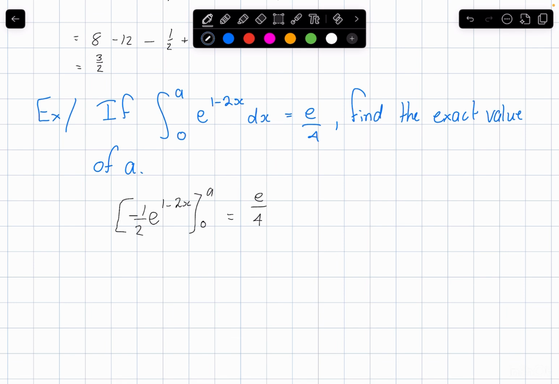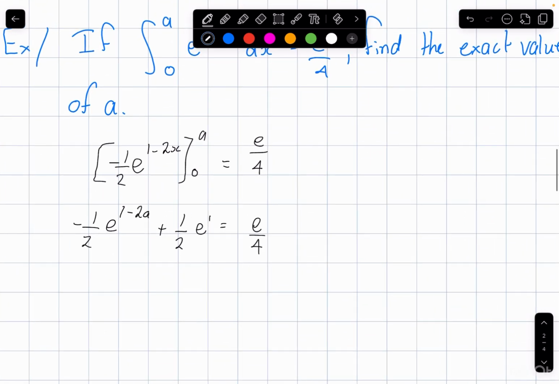So let's substitute a into this function. Negative 1 over 2 e to the 1 take 2a minus, but it's going to be a plus because I've got a half, negative a half, 1 over 2 e to the power of 1, because negative 2 times 0 is 0, to the power of 1 equals e over 4.